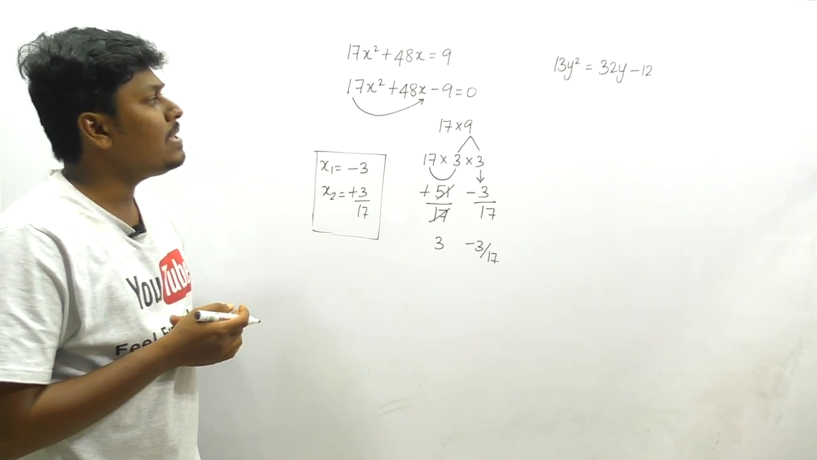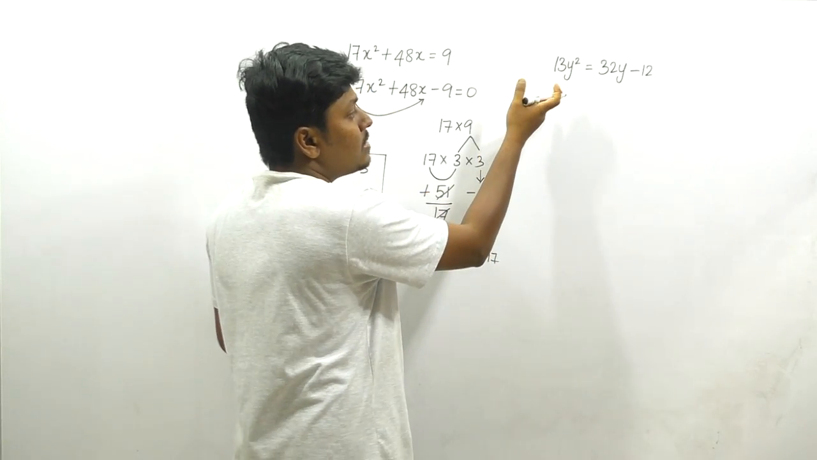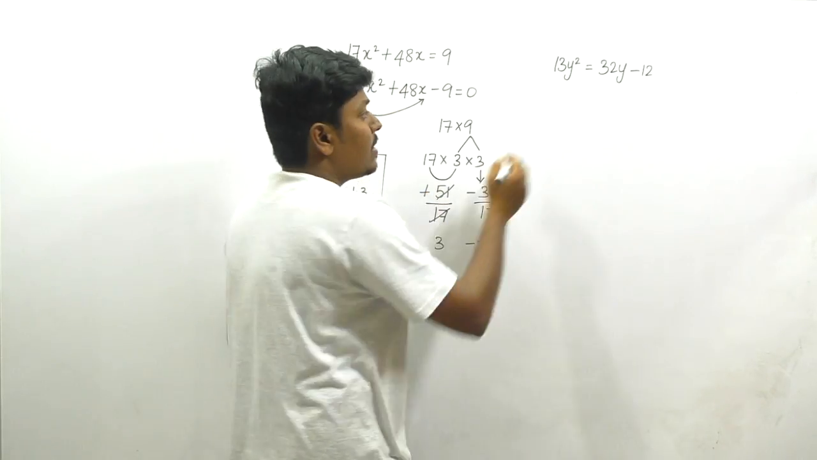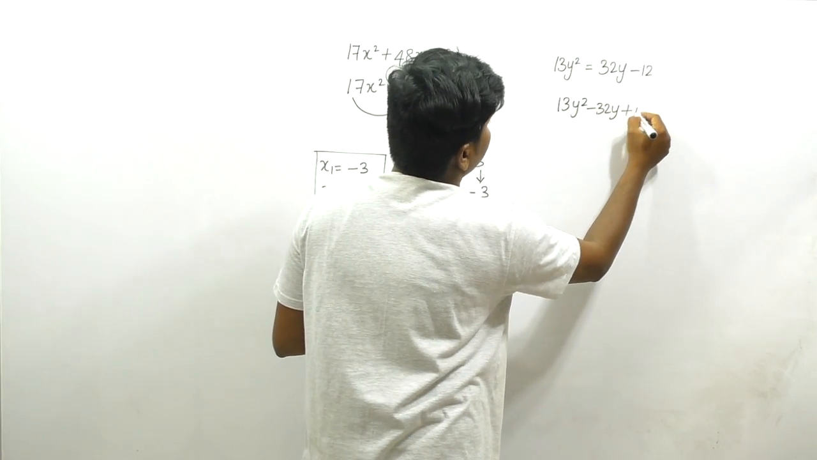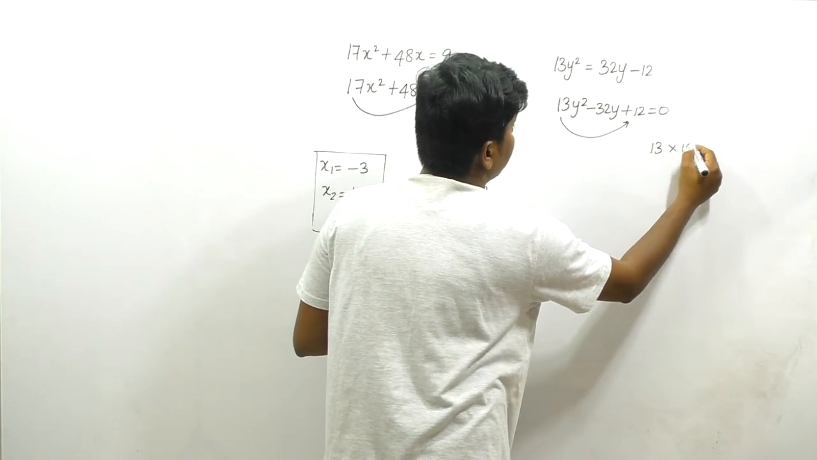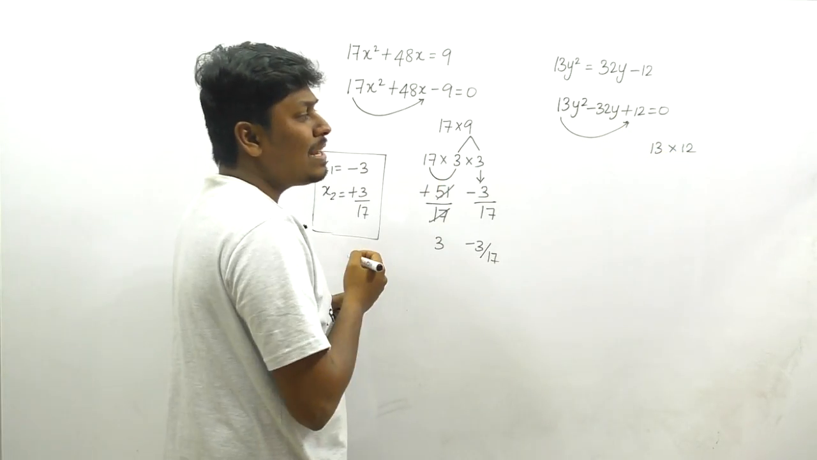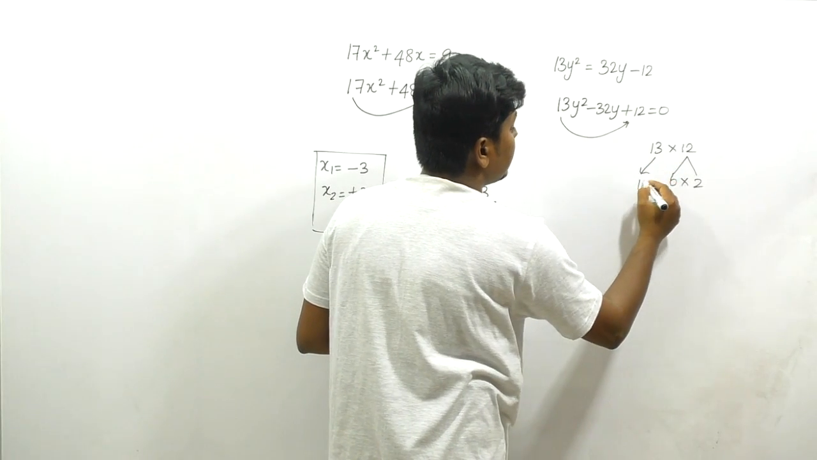So similarly, let me solve this y term. Let me first of all bring this as a proper quadratic equation, that is 13y square minus 32y plus 12 equal to 0. So multiply 13 and 12, 13 into 12. I think this 12 can be written as 6 into 2. 6 into 2 is 12. Keep the number 13 as it is.